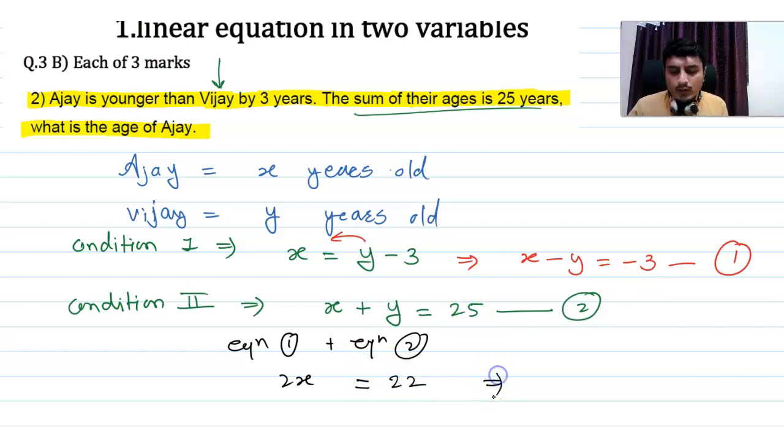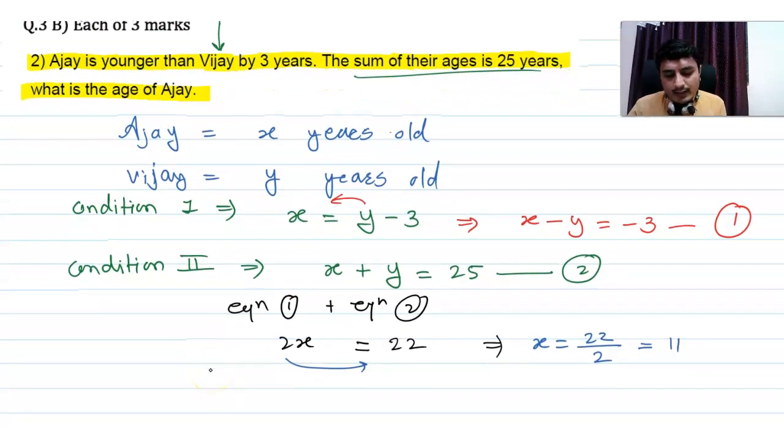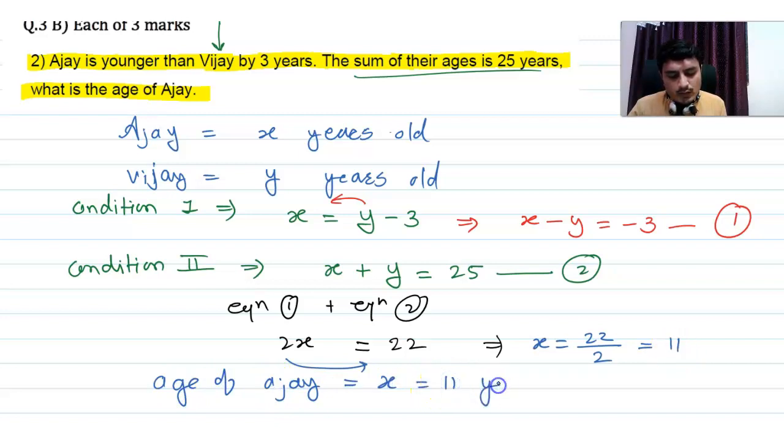Now to find the value of x, shift that 2 from LHS to RHS. 2 is a multiplier, so it becomes a divisor on the RHS, that means divides the 22. 22 divided by 2 is 11. So the value of x, that is the age of Ajay, which we assumed as x years, is 11. So Ajay is 11 years old.